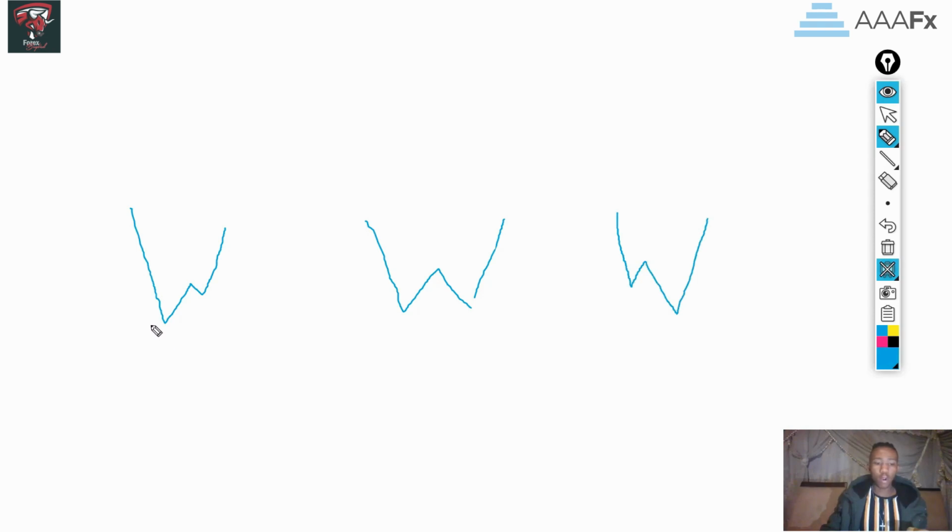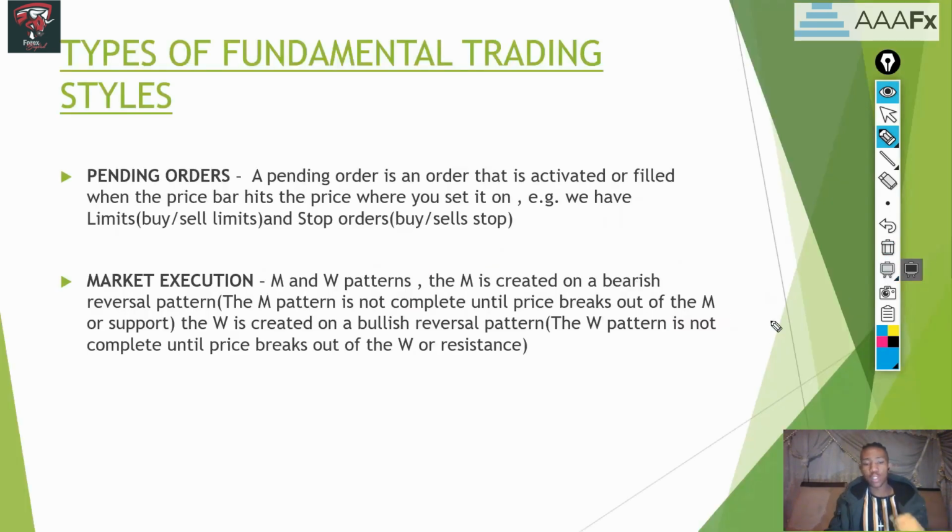What do you have here? We have a low and a lower high. We have a low here, and here we have a low and a lower low. I prefer using the market executions because you get to actually profit on the whole movement of the volatility, the spike of the market.